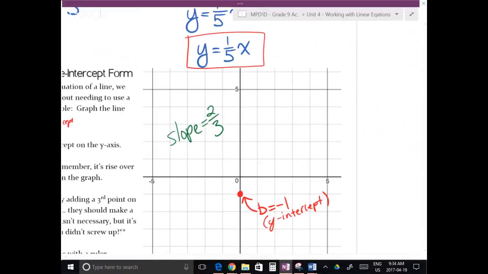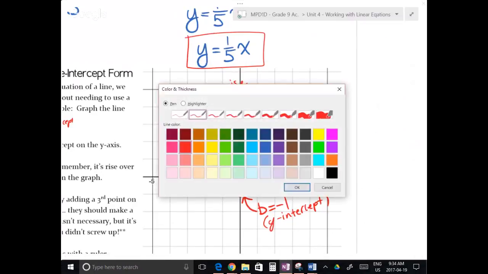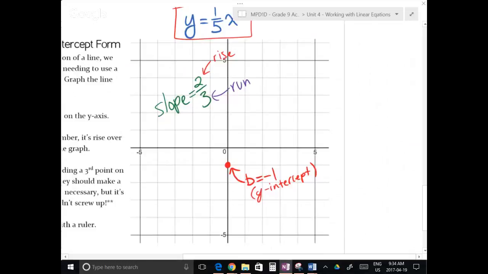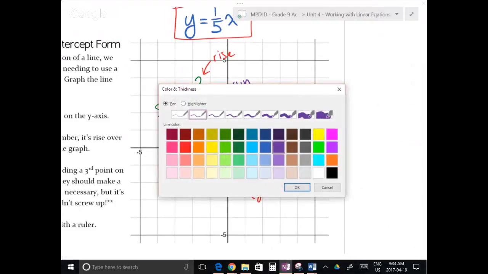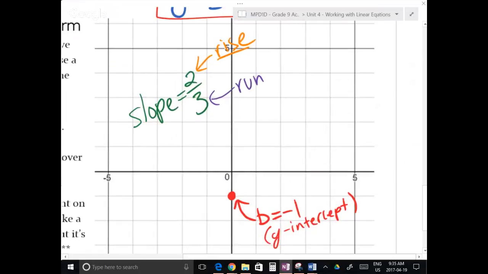And when we look at that, this is the rise, and this is the run. So let's start at the point we have, and let's rise and then run. And actually, I don't love the color I used. Let's try this. I never use the color pink. I find it hard to see.